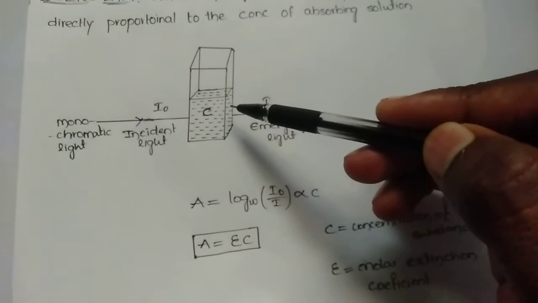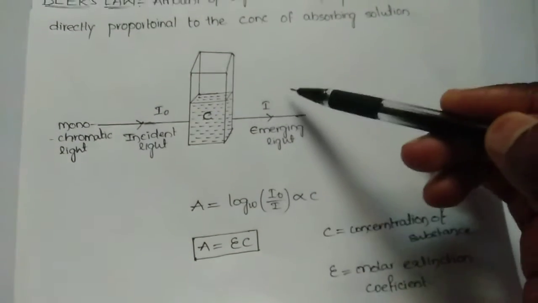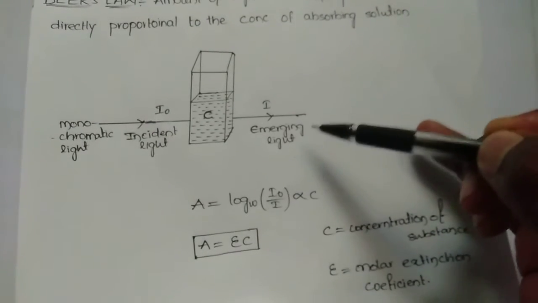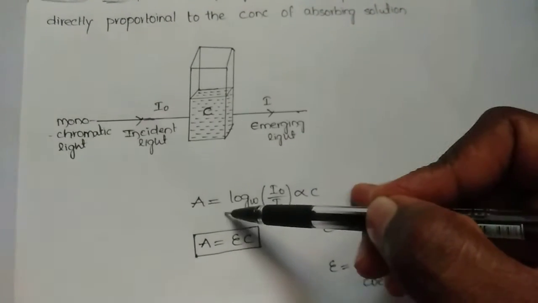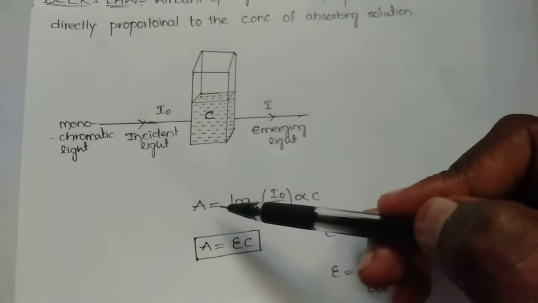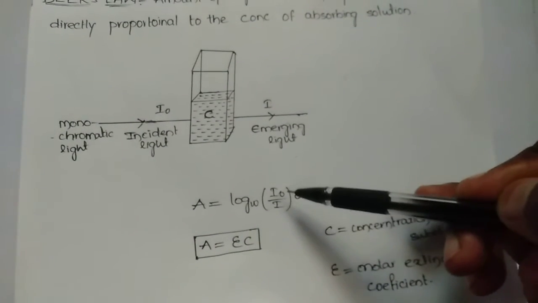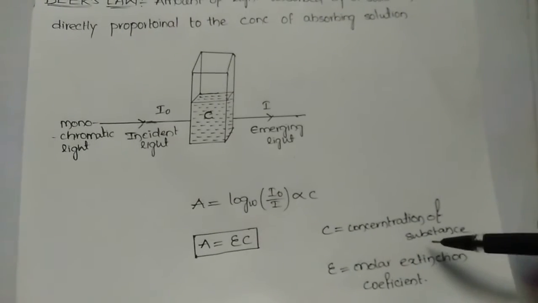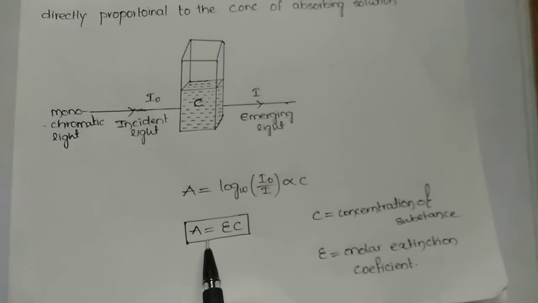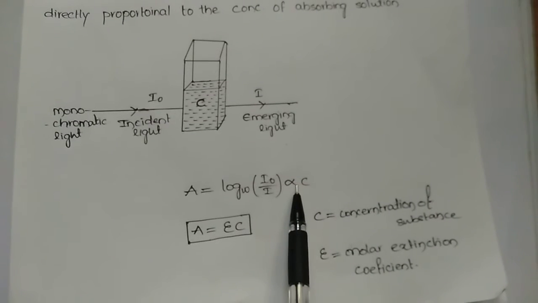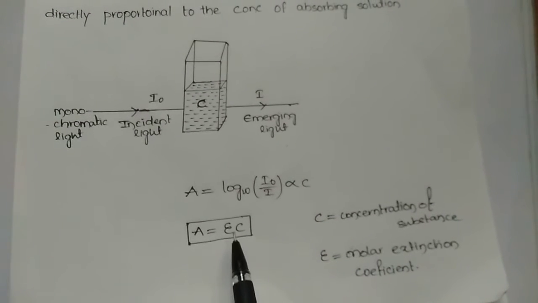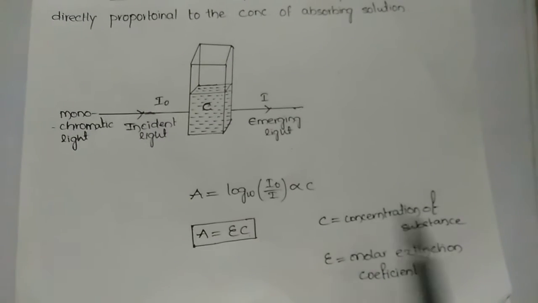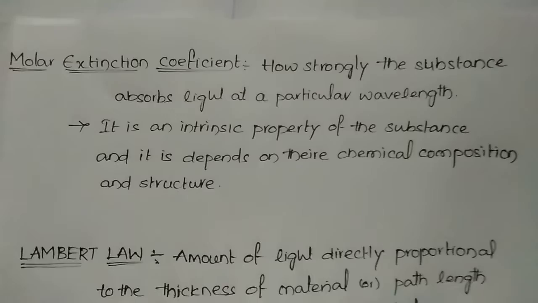Here, the amount of light absorbed, A, is directly proportional to the concentration of the solution. A is directly proportional to C, where C means the concentration of the solution. In mathematical form, we can write A equals log I naught by I, proportional to C. Mathematically, this proportionality becomes an equality, and we can write A equals epsilon naught C. Here epsilon naught represents the molar extinction coefficient.